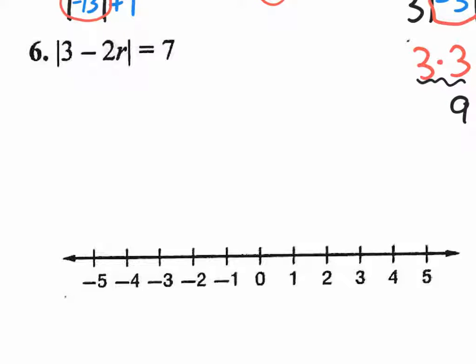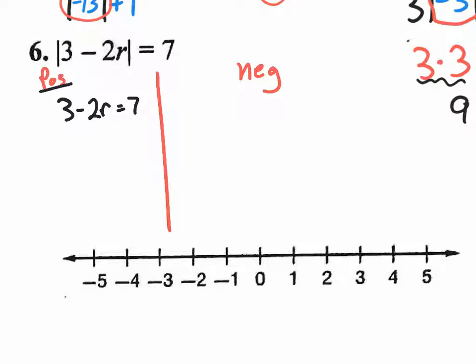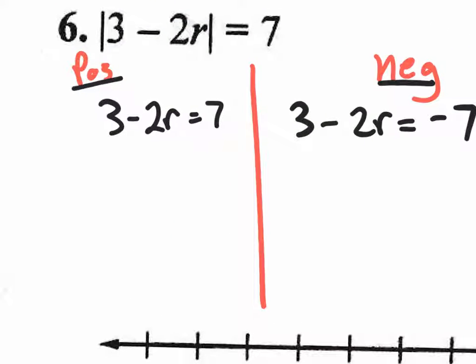Number 6. Number 6, we need to set up the positive situation and the negative situation. The positive situation is writing it exactly the way it is. 3 minus 2r equals 7. And the negative situation is the same thing. 3 minus 2r, but you put a negative 7 instead of a positive 7. So you solve the positive situation. You first get rid of that 3 by subtracting 3. By the way, this question was very similar to the one we did on the class opener today.